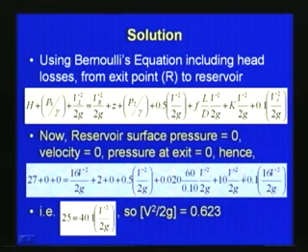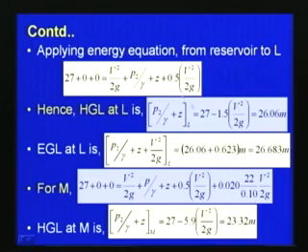By solving this equation, with Bernoulli's equation applied between the exit point and the reservoir, we get 25 is equal to 40.1 V square by 2g. So we get V square by 2g is equal to 0.623.